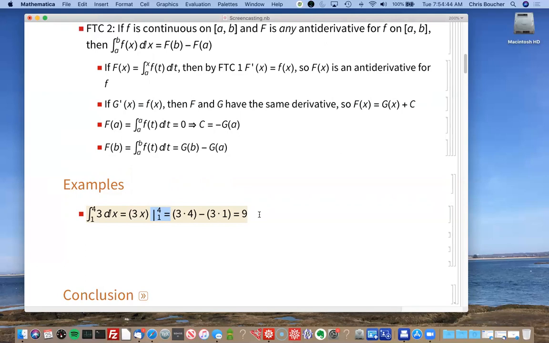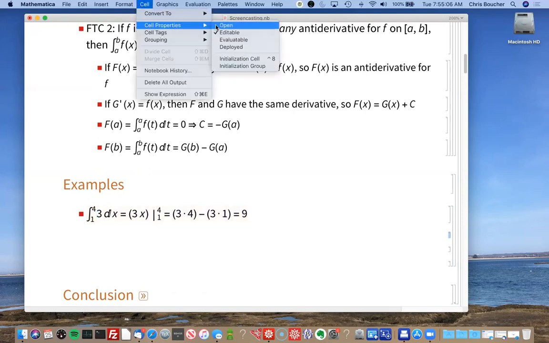And then in the next step, I can do the evaluation, right? So I plug in a 4, and I get 3 times 4. And I subtract what I get when I plug in a 1, 3 times 1, and it comes out to be 9, as predicted. So this basic methodology, because of the second part of the fundamental theorem, will work anytime I can figure out the antiderivative of that integrand.